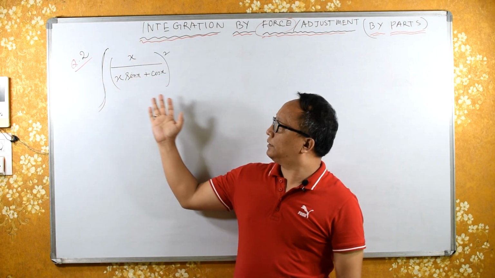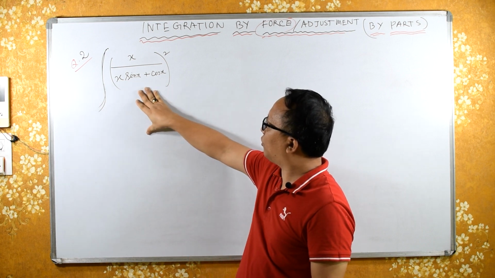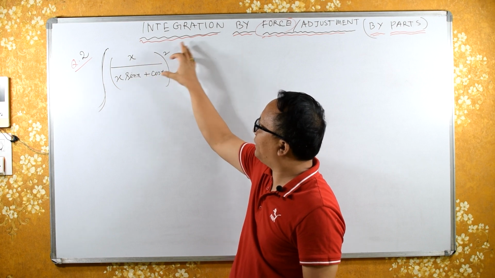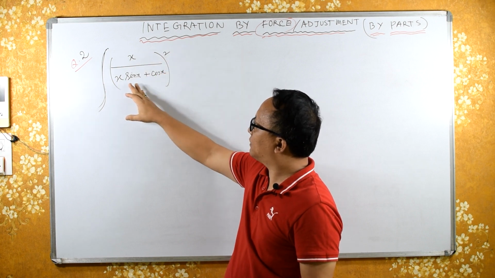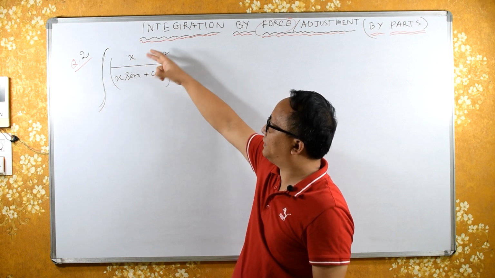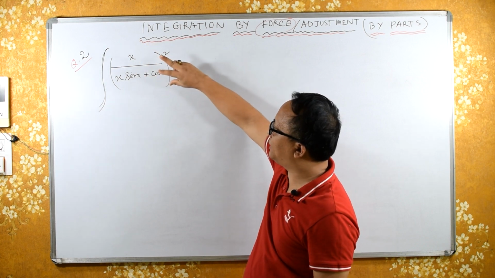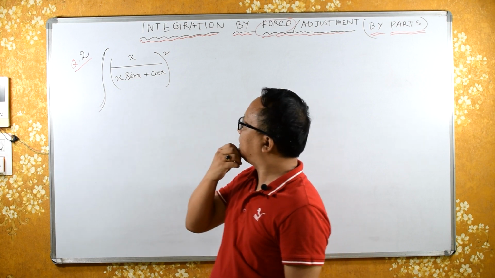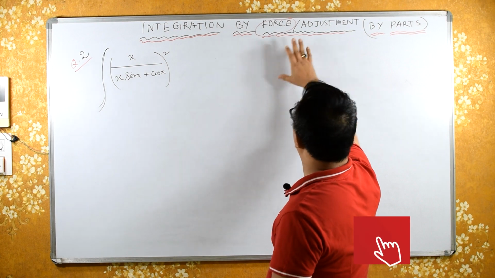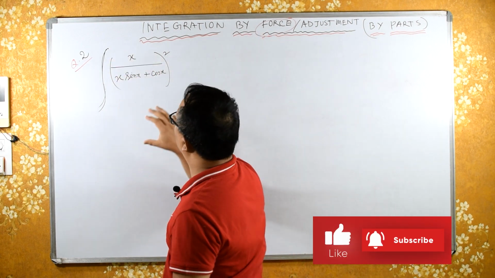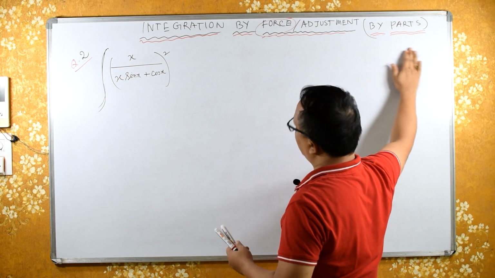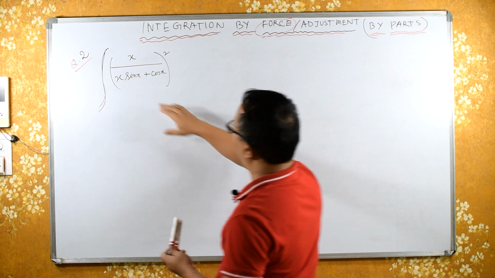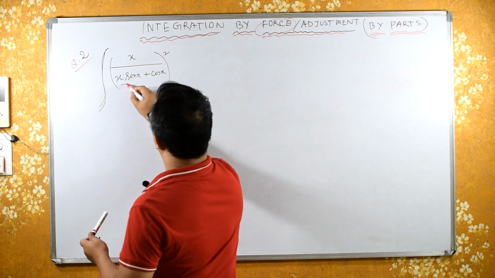Now this integral looks somehow complicated, because in the numerator we have x square, as well as x sin x plus cos x in the denominator. If the numerator and denominator were changed, then it could have been very easy. Now we need to adjust some term here so that we can use integration by parts. Can you think of some term to adjust over here, say the denominator term?